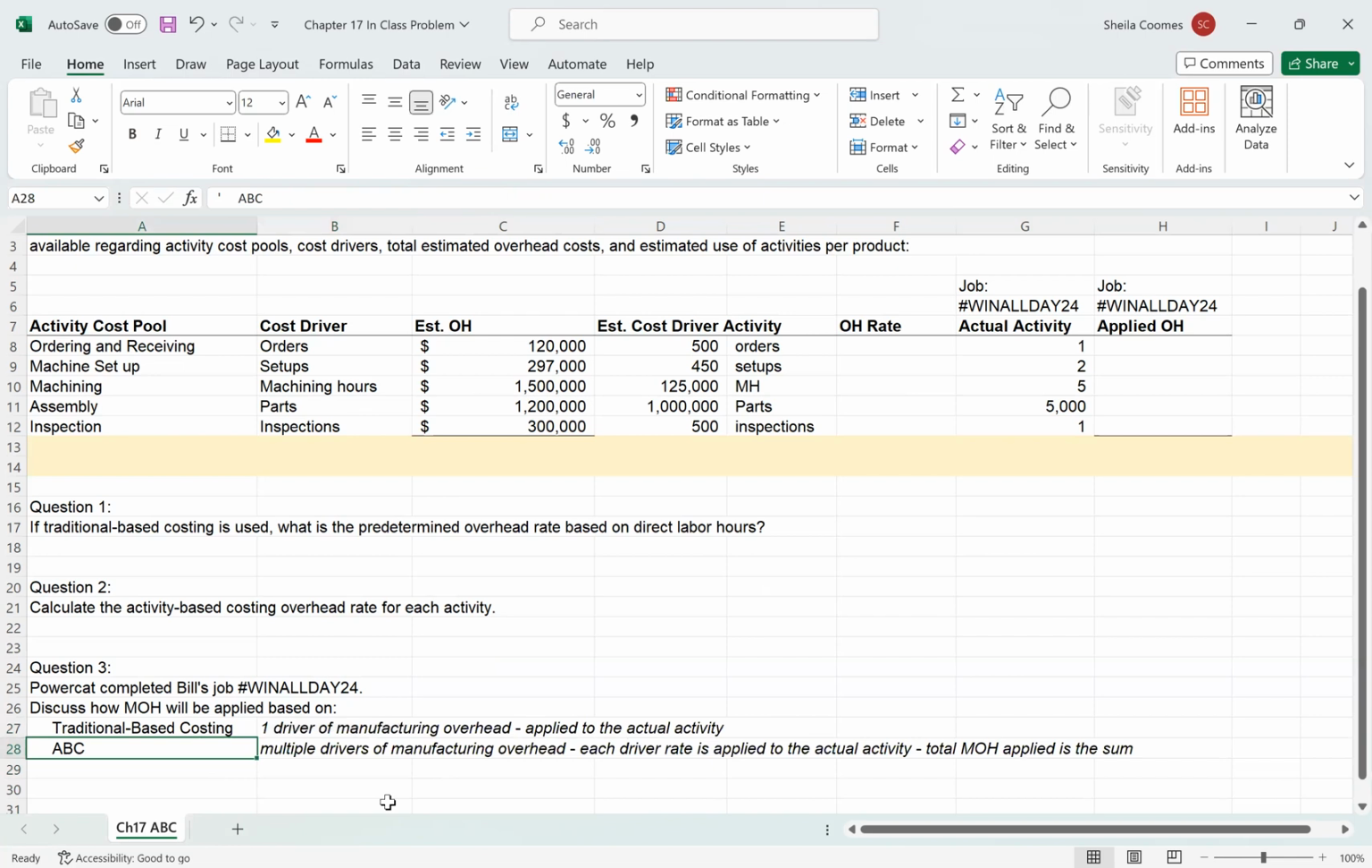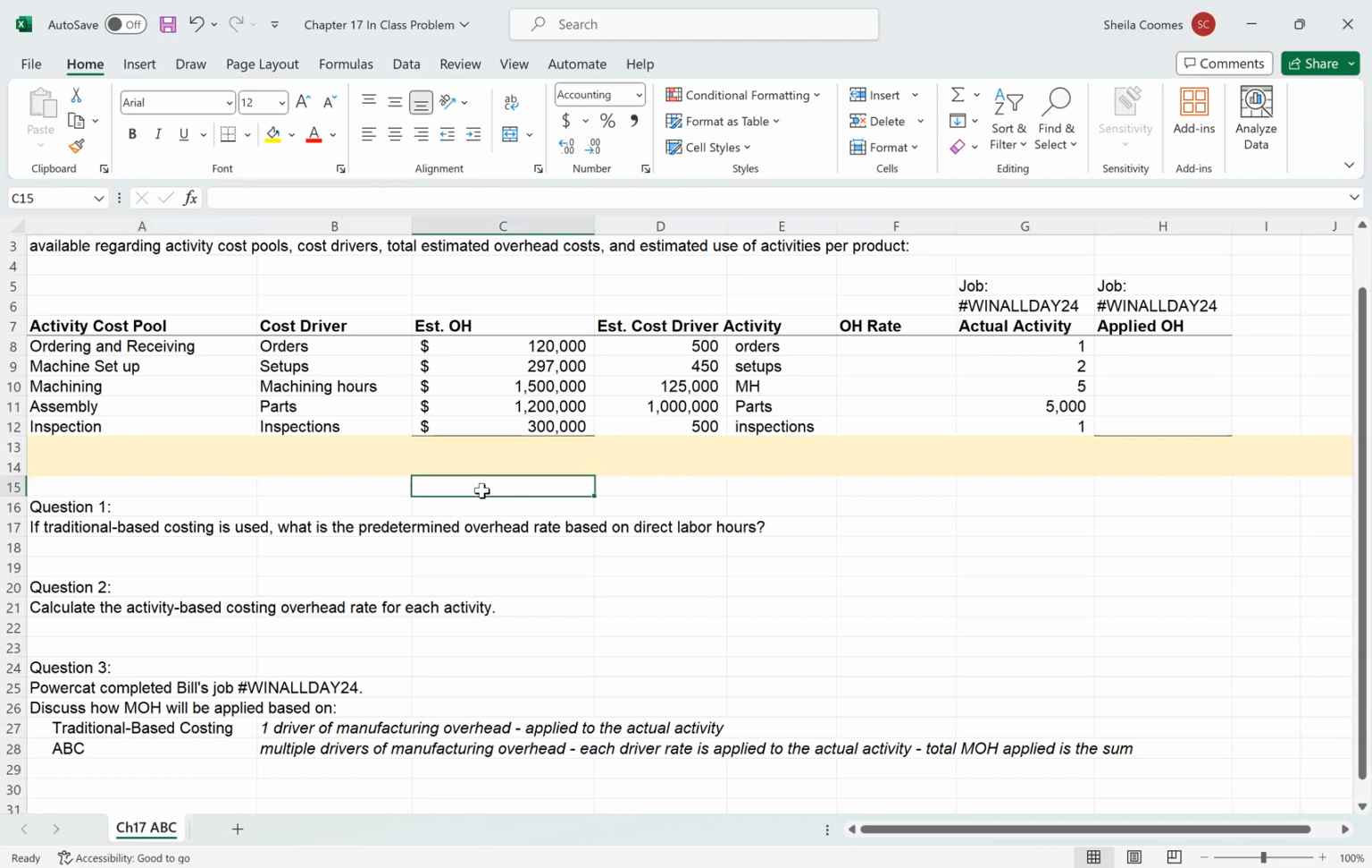Remember, the whole idea is that traditional based costing assumes that labor or machine hours is driving the cost of overhead. Activity based costing says, well, wait a minute, we think that there's more. There's more than just one driver. Okay, so this example is going to walk us through that.